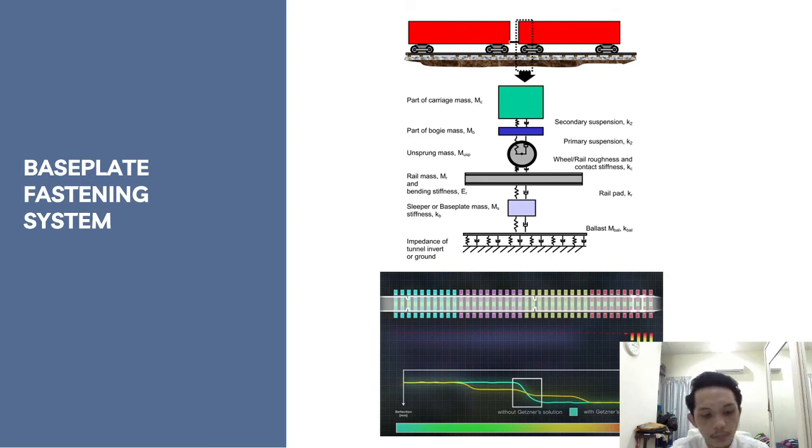So, for better understanding, this diagram shows how the system works in the railway track. If you can see on the diagram, the wheel and the rail mass will be in contact. This shows that vibration or forces of vibration will occur due to the interaction of dynamic and static forces that occur in the railway track.